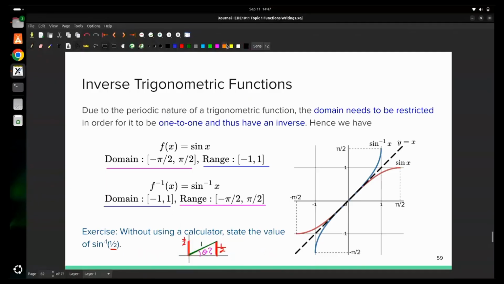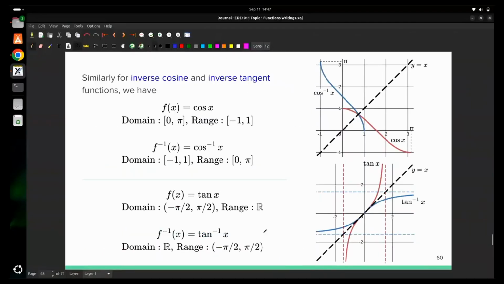So that means theta should be 30 degrees. 30 degrees is pi over 6. So this is answering the question. Is that right? Of course you can verify yourself by pressing the calculator. Cosine inverse and tangent inverse, I leave you to go through yourself.